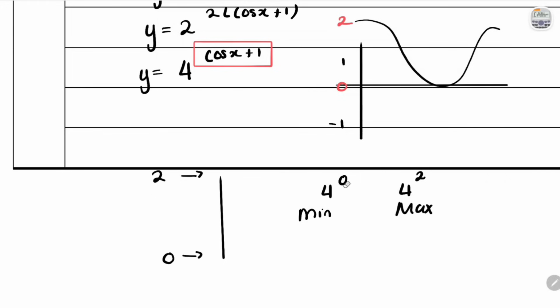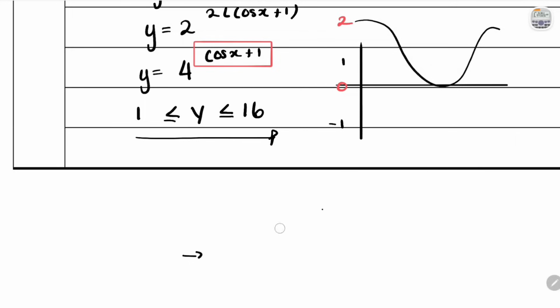So we can see that 4 to the power of 0 is 1, 4 to the power of 2 is 16. This function will reach a lowest of 1 and a highest of 16. So its range is where y is greater than or equal to 1, but less than or equal to 16. And that is our answer.